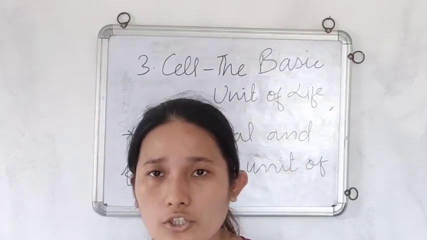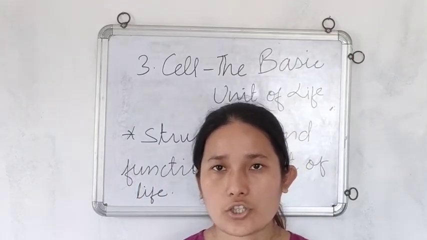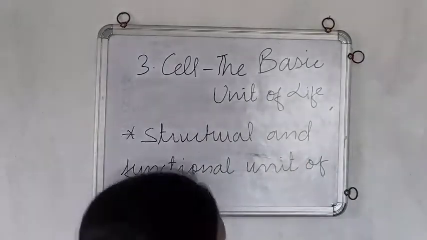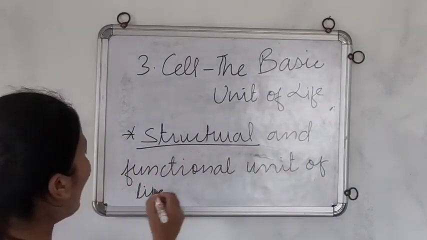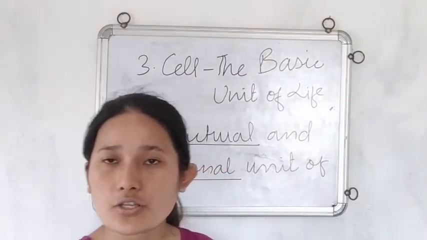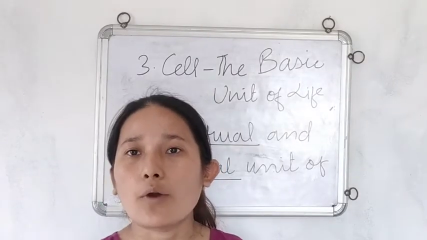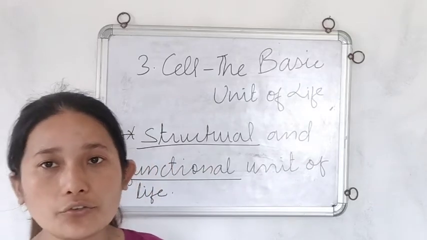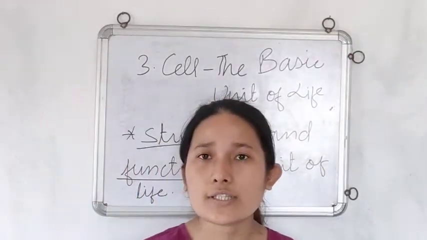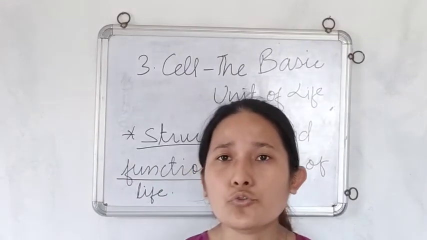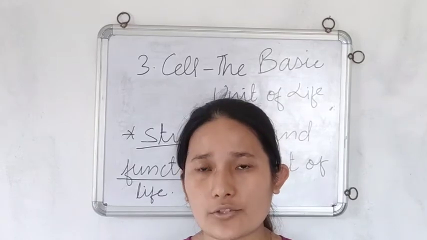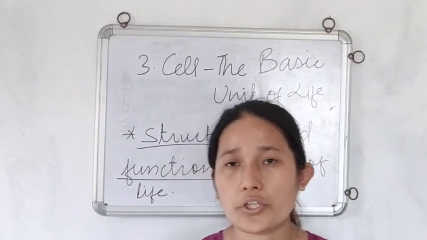Now another, more sophisticated definition of a cell is that it is also referred to as the structural and functional unit of life. First we will understand why it is called the structural unit of life. Because it gives shape to any living organism. All living organisms are made up of cells. That's why it is referred to as the structural unit of life.